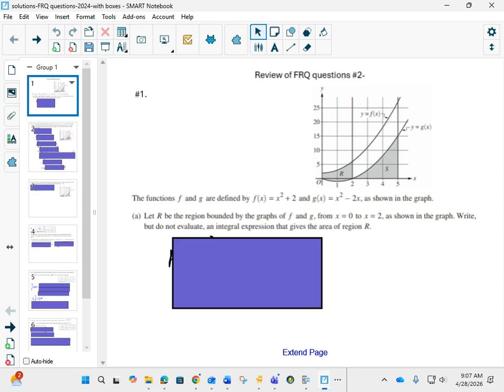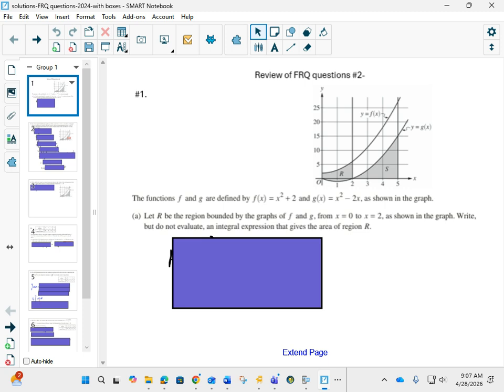Alright, so we've got the function f, x squared plus 2, that is the top function there, and g of x, x squared minus 2x, which if you factored it, you find those x-intercepts of 0 and 2. And it has two regions there, the region R and S labeled. So R is the region bounded by f and g from 0 to 2.